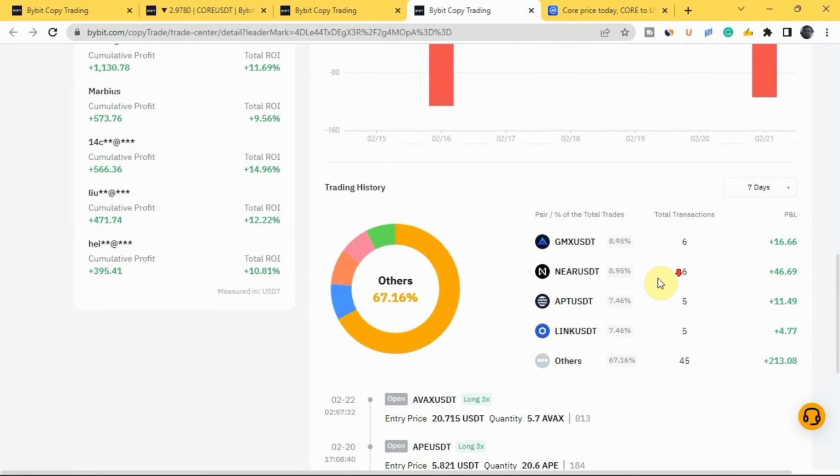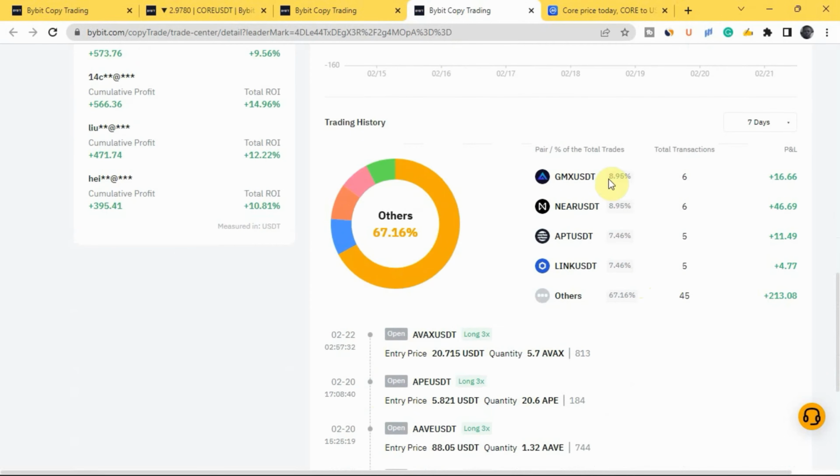Now, if you want to check more information about this trader, you scroll down to where you have trading history. This trading history means the pairs that the person is trading or has been trading. So if you check this for the last 7 days right here, you can change it to 30 days, 90 days, or 180 days too. So let's leave it for 7 days right here. In the last 7 days, these are the pairs that this trader has been trading.